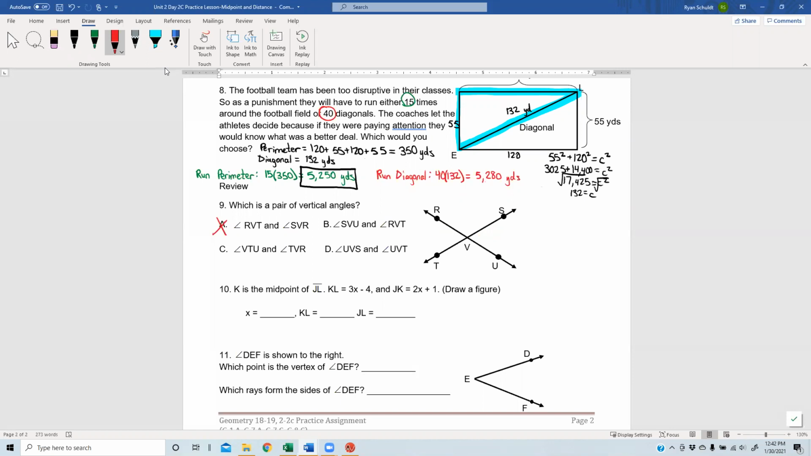C says angle VTU. But I don't go to U. That doesn't even exist. That's a bad angle. So cross it out. D, UVS, UVT. Those aren't vertical. Cross it out. The answer is B.